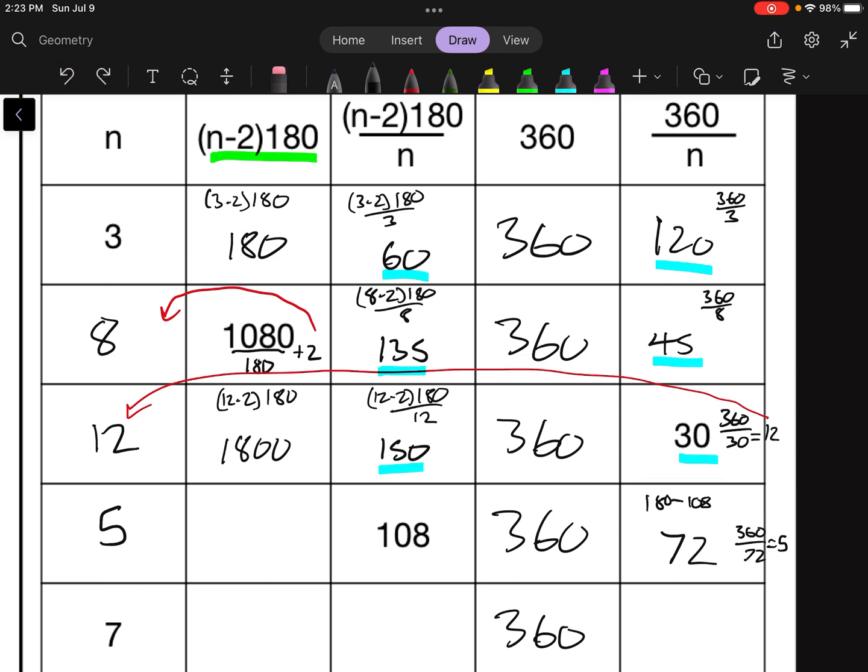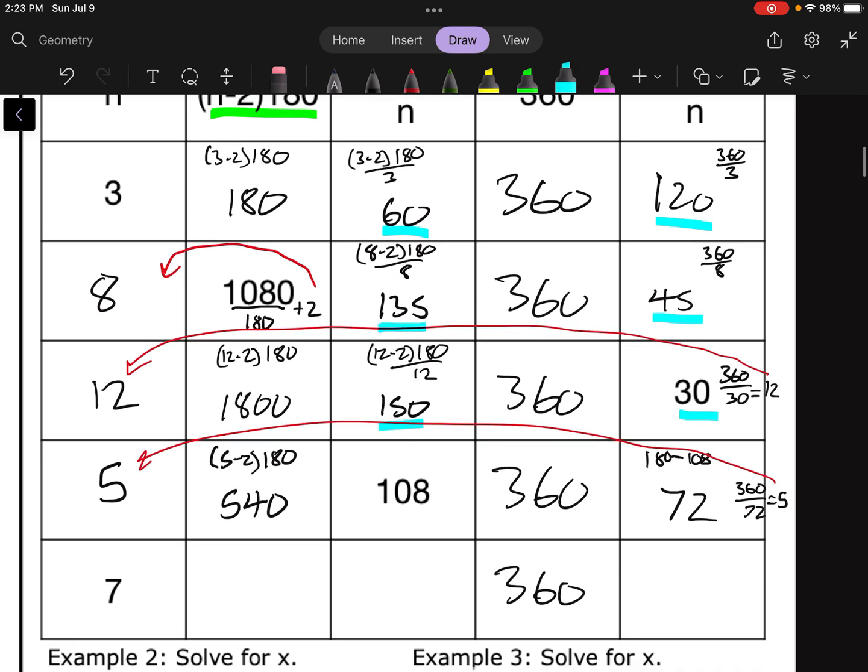Oops, I wanted to do that in red. And now that we know what our n is, now we can do 5 minus 2 times 180. This is a pentagon. We've seen this multiple times. This is 540 degrees. So, cool fact that the interior angle and the exterior angle always have to add up to 180. That might have been obvious to some of you.